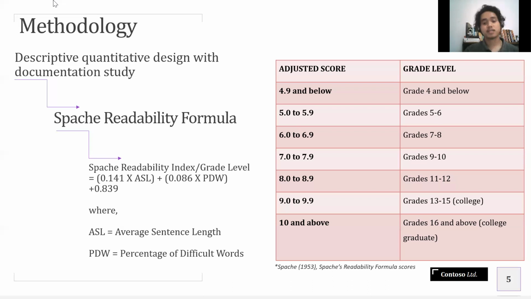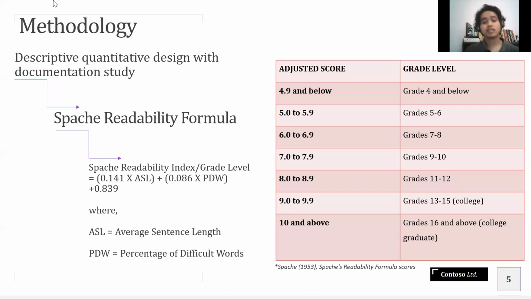And the result of the measurement will indicate the readability level of the text as shown in the readability table. So 4.9 and below is equal to grade 4 and below. 5.0 to 5.9 equals to grade 5 until 6. Until 9.0 to 9.9 equal to grade 13 to 15, which means college students, and the highest level is 10 and above. It's equals to grade 16 and above or college graduates.